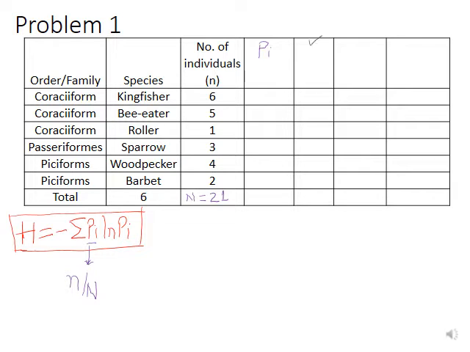Leave one column vacant, then ln pi, and here pi multiplied by ln pi. So pi will be calculated using small n, the number of individuals, divided by the total number of individuals. 6 divided by 21, which is coming 0.286.